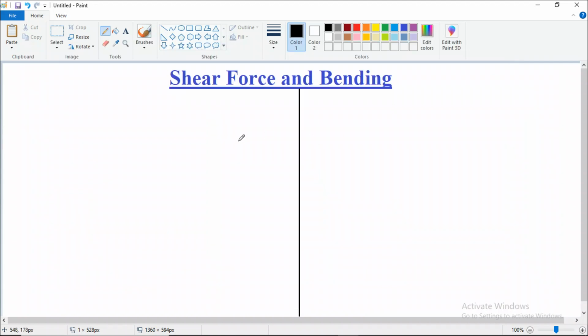Welcome friends. Today we are going to start a new chapter which is called Shear Force and Bending Moment. This chapter is a part of a curriculum of a subject called Mechanics of Solids.